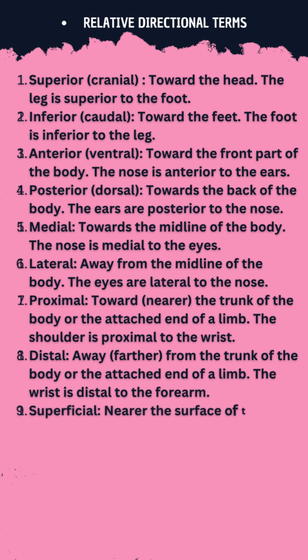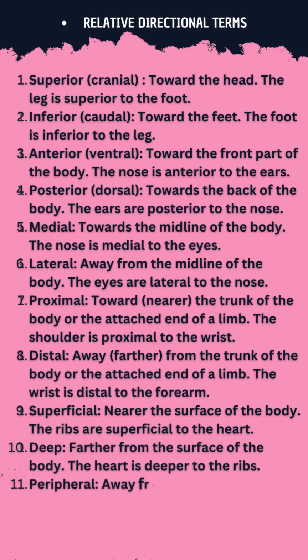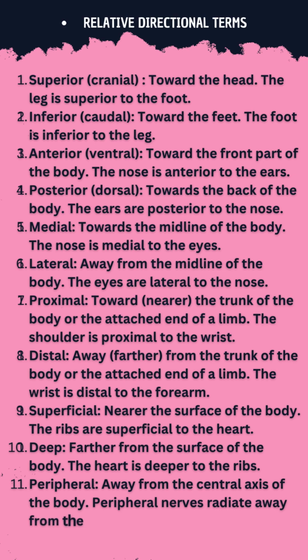Superficial means nearer the surface of the body. Example is the ribs are superficial to the heart. Deep means farther from the surface of the body. Example is the heart is deeper to the ribs. Peripheral means away from the central axis of the body. Example is peripheral nerves radiate away from the brain and spinal cord.